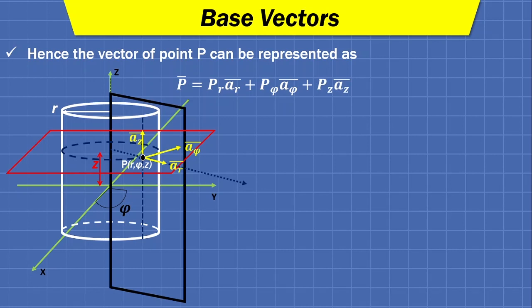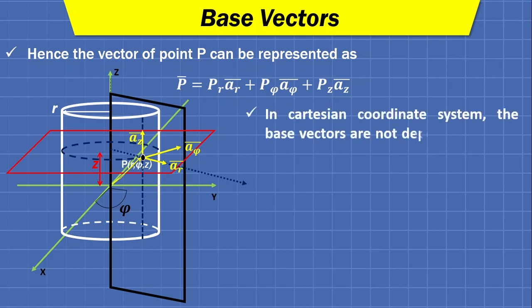Now with the help of the base vectors, we can represent the point P in vector form. Say this is the position vector of point P. Fine. So in vector form, point P can be represented as the value of r, that is P_r, in direction a_r bar, plus the value of phi, that is the angle which this half plane makes with the x axis, so it is nothing but P_phi, or the phi coordinate of point P, with direction a_phi bar, plus P_z, which is the height above which this infinite plane is lying, or the z coordinate of the point, with the direction a_z bar.